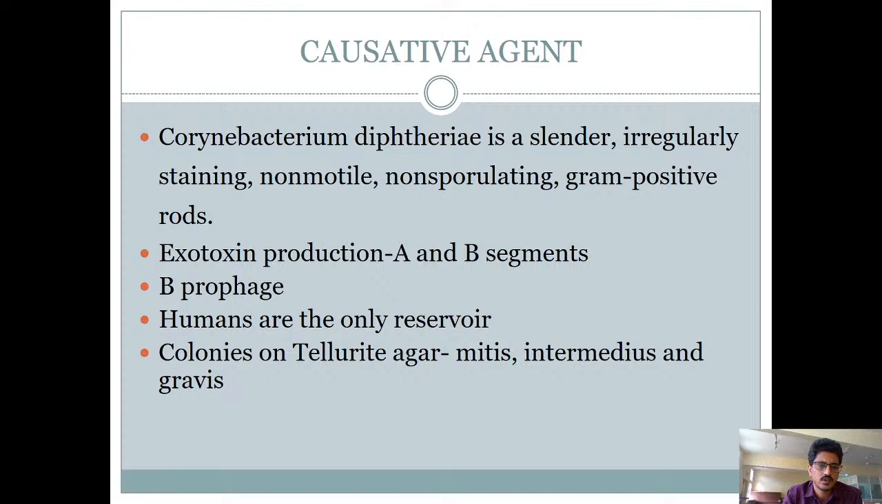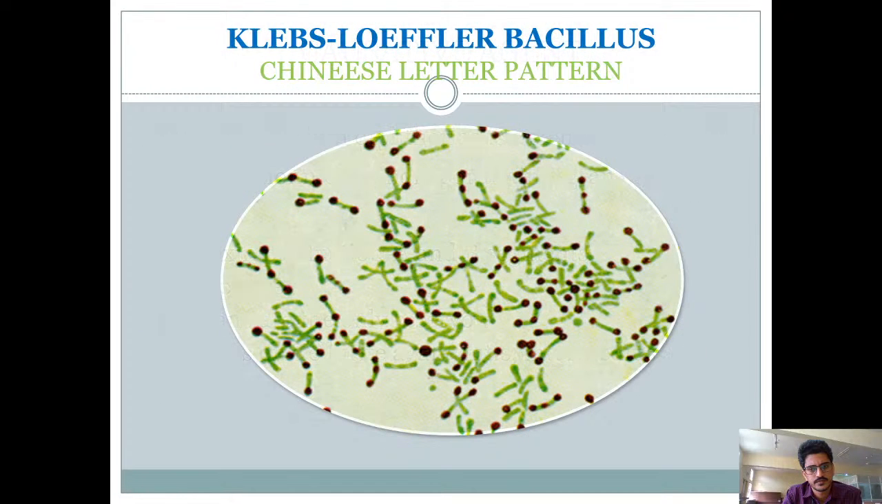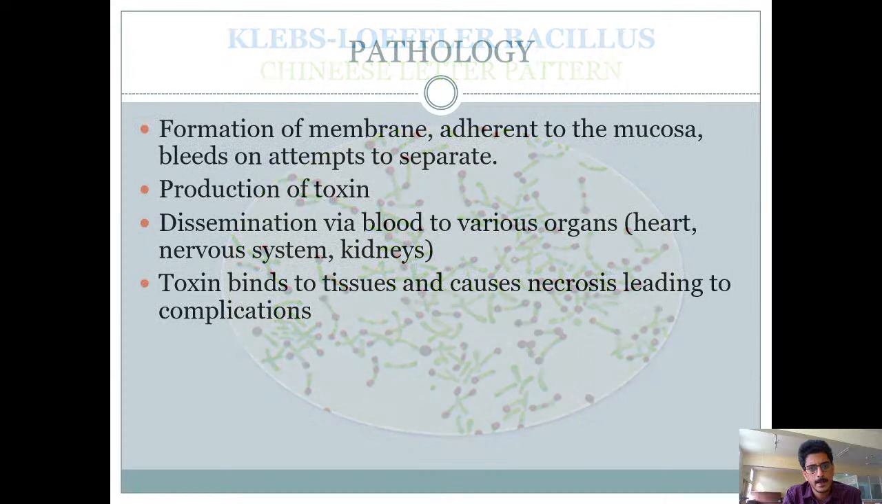How do you identify it? The colonies on tellurite agar, you label it as mitis, intermedius or gravis, which you have learned in microbiology. So Klebs-Loeffler bacillus, the Chinese letter pattern. I think you already know it.